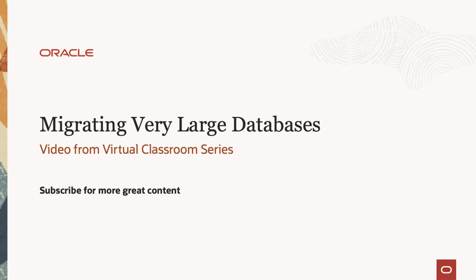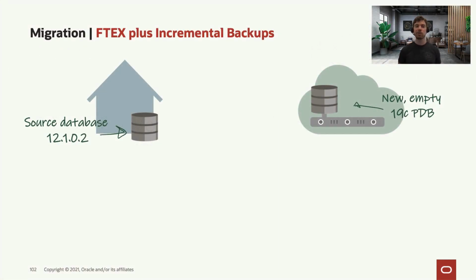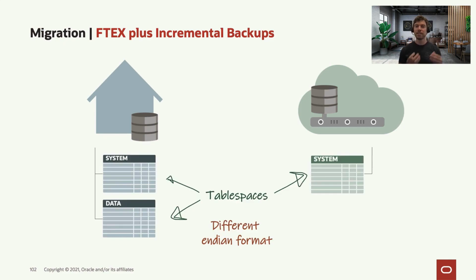So first, let's imagine this scenario where I have my source system running 12.1.0.2, and in my target system, I create a brand new 19c database in an empty pluggable PDB. So I have my tablespaces here, and for this scenario, I'm also going cross-endianness. So imagine that my source system maybe is running on AIX, and my target system is in Oracle Cloud, running in a DBaaS system, which is Oracle Linux. So they have different endianness format.